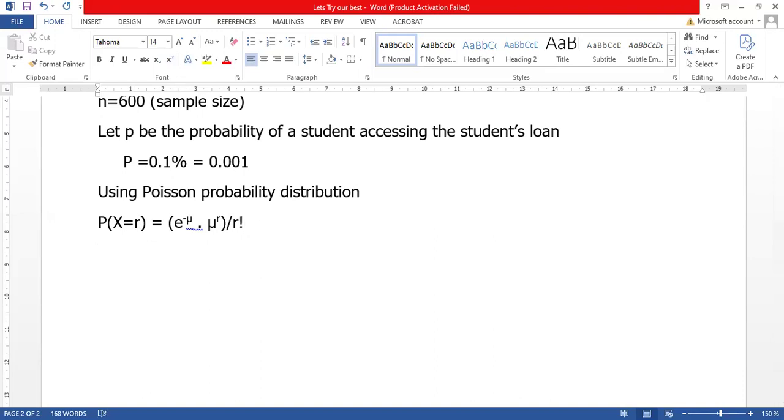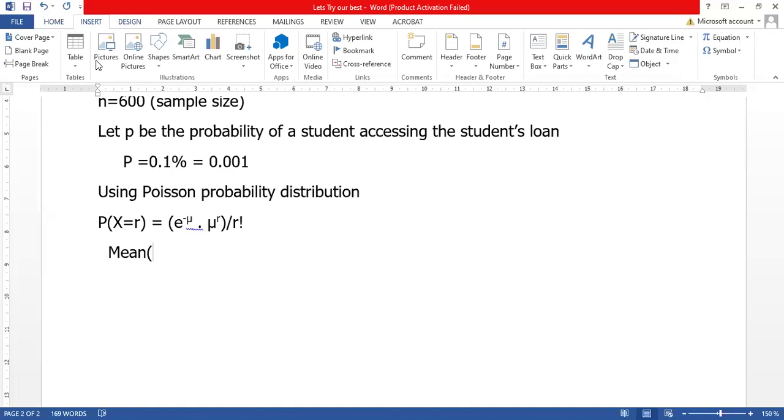So do we have the mean, or lambda? We can get it. Our mean is the sample size times the probability of success, which will be equal to 600 times 0.001. What do you get? 0.6. What is our R?